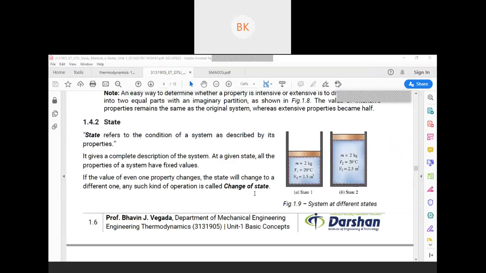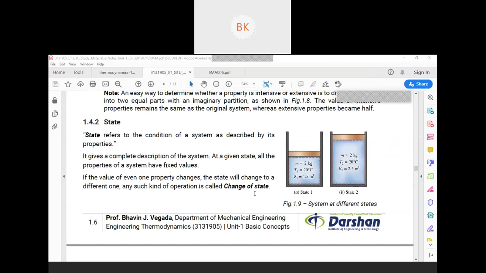Okay, now we'll come back to the last topic, that is called the state. Now, state refers to the condition of the system as described by its properties. Already we have seen this, because when we were learning the thermodynamic equilibrium concept, at that time we described this, but let us look at it in a little more detail, exactly what it is. Whatever properties you give, from that you can define the state of the system. It gives a complete description of the system.